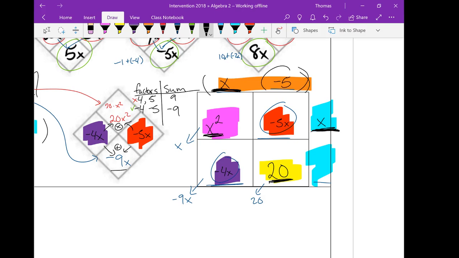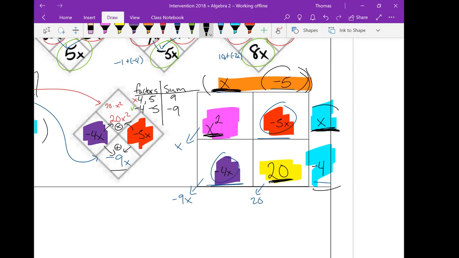Negative 5 times what would give us negative 20, or positive 20, so it has to be a negative. Negative and negative. 5 times 4 gives us 20. And then, that's it. We've actually filled in our terms. We've got x minus 4 and x minus 5 on top. Let's check the last entry. This bottom left we didn't really talk about.